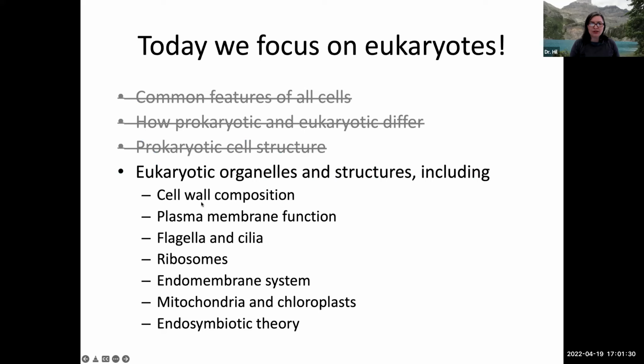So, kind of a laundry list of what we're going to cover. Cell wall composition in eukaryotic cells. This is not peptidoglycan. Plasma membrane function. We're going to just look at a couple of differences with prokaryotes, though there are many similarities. Flagella and cilia. What are their structural differences and molecular differences? Ribosomes that have that different density. And then we're going to talk about the endomembrane system, how it works. And then we'll finish up with mitochondria and chloroplast structure. That's super helpful for us to review before we hit metabolism in Unit 2. And then the endosymbiotic theory.